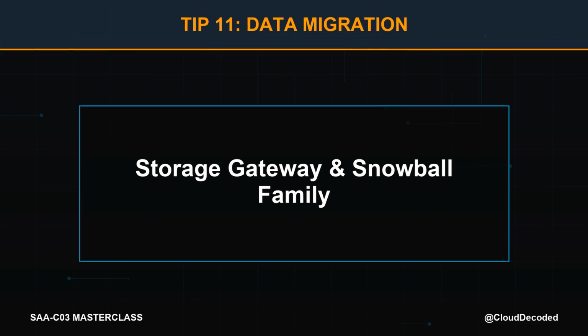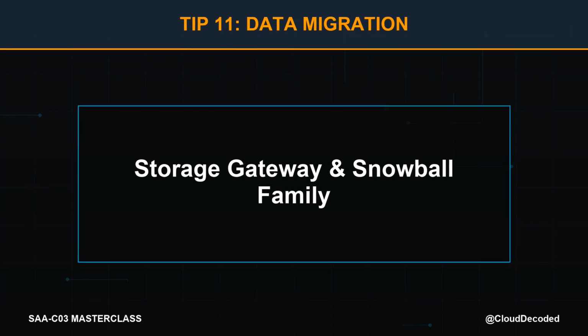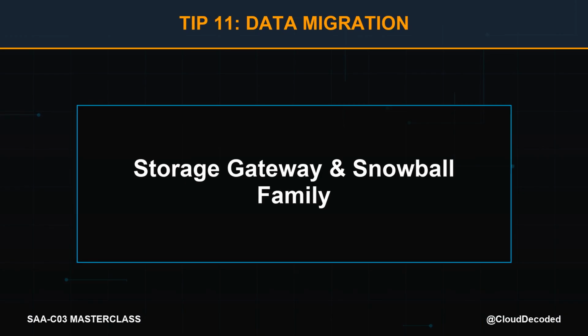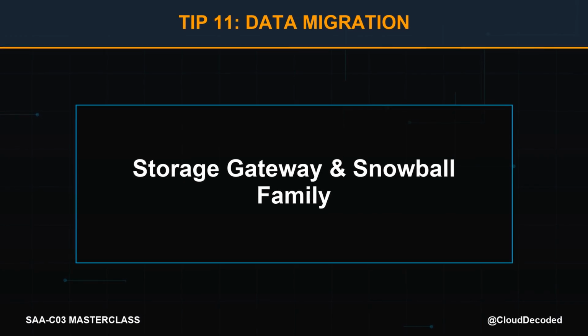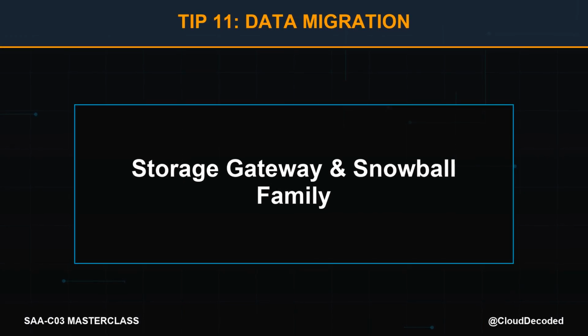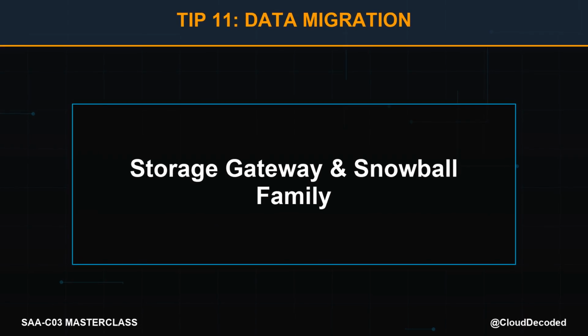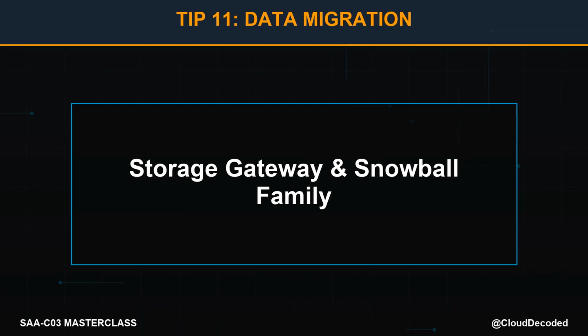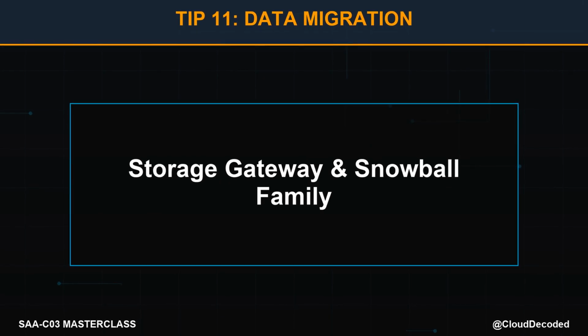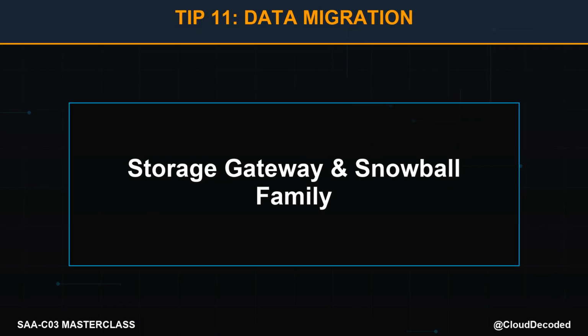Tip 10. Hybrid cloud and data migration. Know your storage gateways. File gateway is for S3 access via NFS or SMB. Volume gateway provides block storage for on-premise servers. Tape gateway replaces physical tape backups.